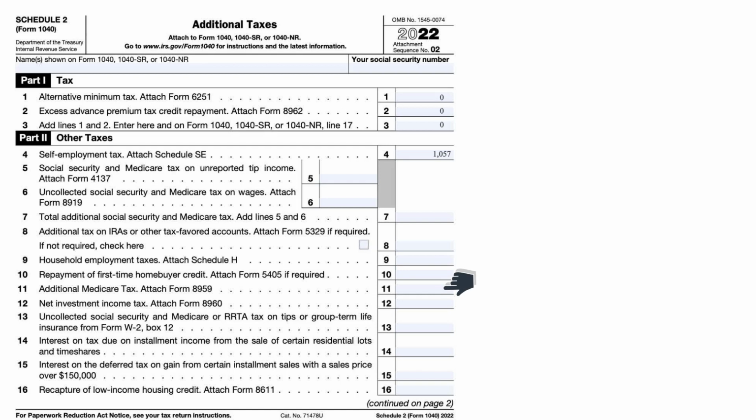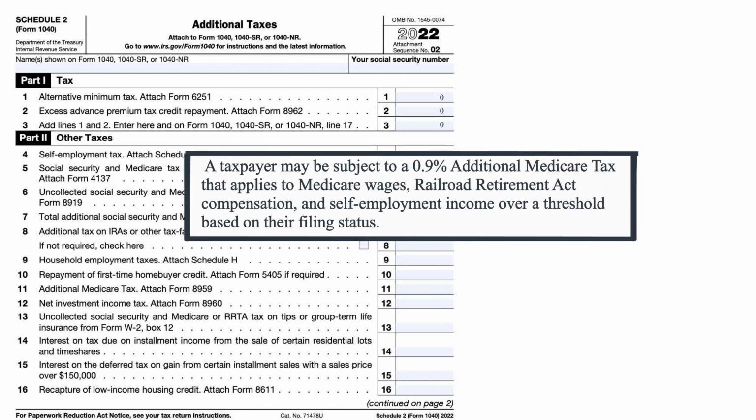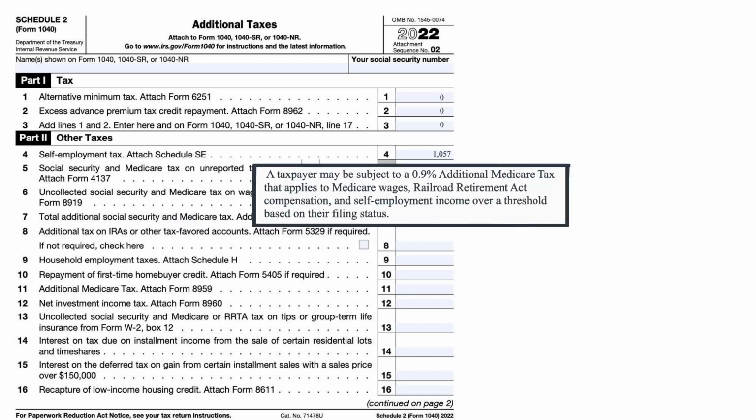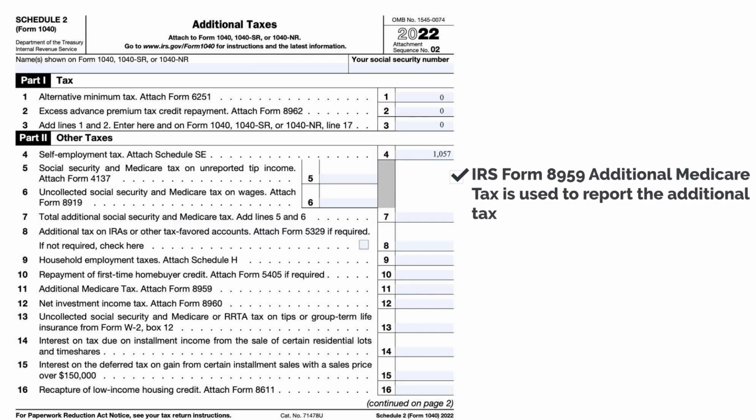Line 11 of Schedule 2 is the additional Medicare tax. A taxpayer may be subject to a 0.9% additional Medicare tax that applies to Medicare wages, Railroad Retirement Act compensation, and self-employment income over a threshold based on their filing status. IRS Form 8959, additional Medicare tax, is used to report the additional tax. The threshold is adjusted annually, and the current threshold is discussed in the updates reading portion of this course.